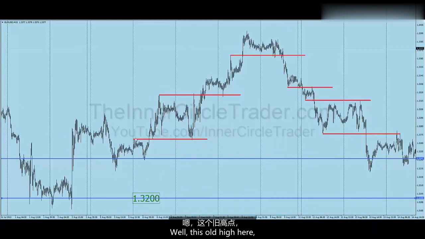Well, this old high here, once it's broken through, it becomes an inversion level again. It's resistance here, once broken, okay, its role is inverted, now it becomes a support. Rallies off, okay, and then comes back down on the very next day. So you don't have to rush. If you miss this move, fine.